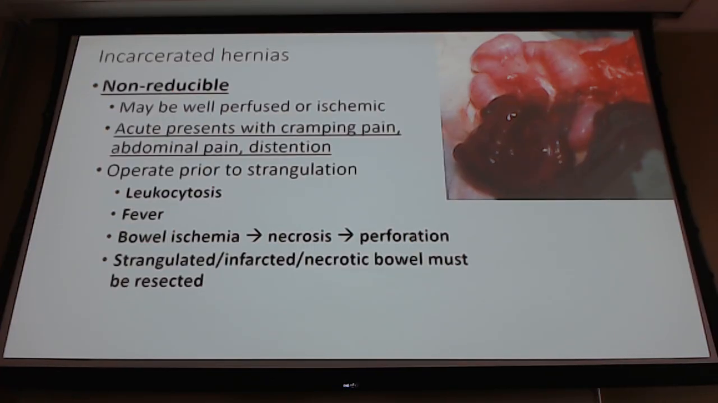Acute abdominal pain, cramping, distension. You'll have a leukocytosis, so high white count, and high fever. When you have bowel ischemia, that leads to necrosis and perforation, so you may have pneumoperitoneum. If it's strangulated, infarcted, ischemic, you're going to have that necrotic bowel, and all of that needs to be resected. So all of this dead bowel got resected.